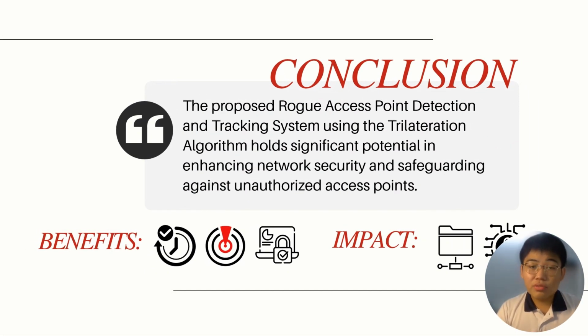So, in summary, our rogue access point detection and tracking system has the potential to make a significant impact in securing networks against rogue access points, thereby ensuring a safer and more resilient network environment.